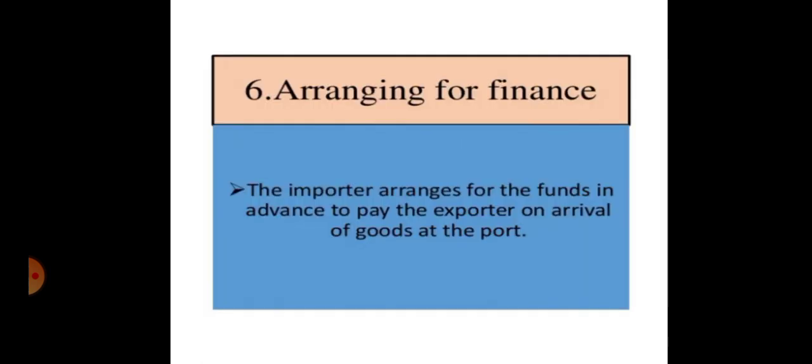The next step is arranging for finance. When the importer has given the order or the indent to the exporter, he will make arrangements for the finance that he has to pay to the exporter. The importer arranges for the funds in advance to pay the exporter on arrival of the goods at the port.